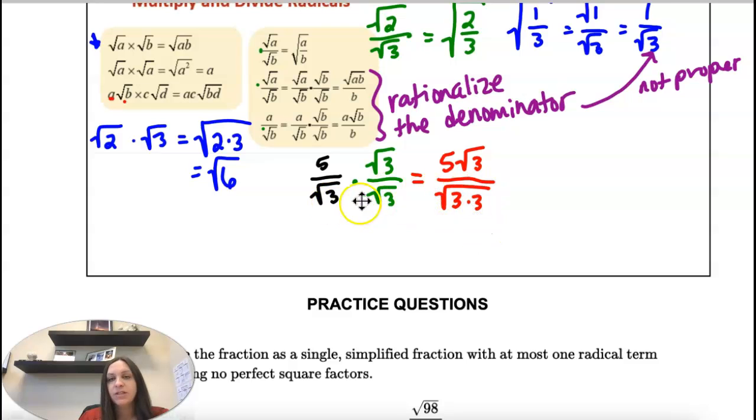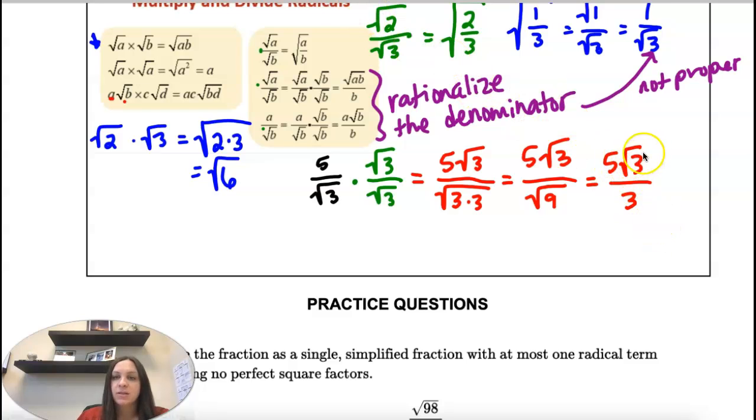We put the 3's under one square root because that makes the square root of a perfect pair, it makes it something that will lose the square root. So the square root of 9 is 3, and then up here we have 5 square roots of 3. This is your answer. These 3's do not cancel out because this 3 is under a square root.